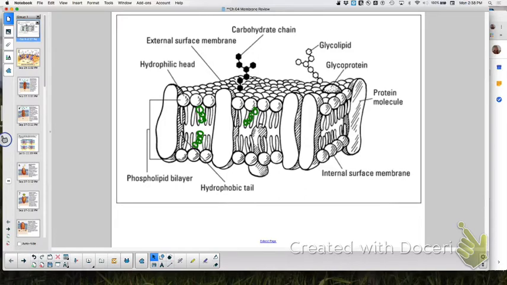Okay, and then you have carbohydrate side chains. And those carbohydrate side chains are either glycoproteins or glycolipids. So they're carbohydrate, but the carbohydrate attached to a lipid is called the glycolipid, and if it's attached to a protein, it's called the glycoprotein. So three of your four important organic molecules are found in the membrane itself. So phospholipid, there's one lipid. Cholesterol, also lipid, right? Protein and carbohydrates. Okay, you good on that?